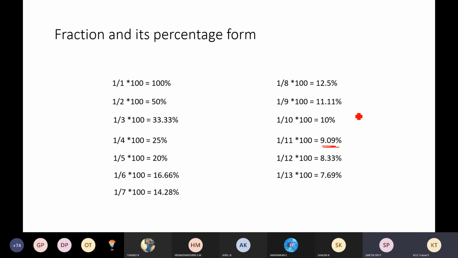You are also supposed to remember the multiples of 9.09. What are the multiples of 9.09? If it is 9.09, just divide that number by 11, you'll get it. If it is 18.18, divide by 11 and then multiply by 2. If it is 27.27 percent, divide that number by 11 and multiply it by 3. It goes on like this. So you know the multiples of 9: 9, 18, 27, 36, 45, 54, 63, 72, 81 and 90.